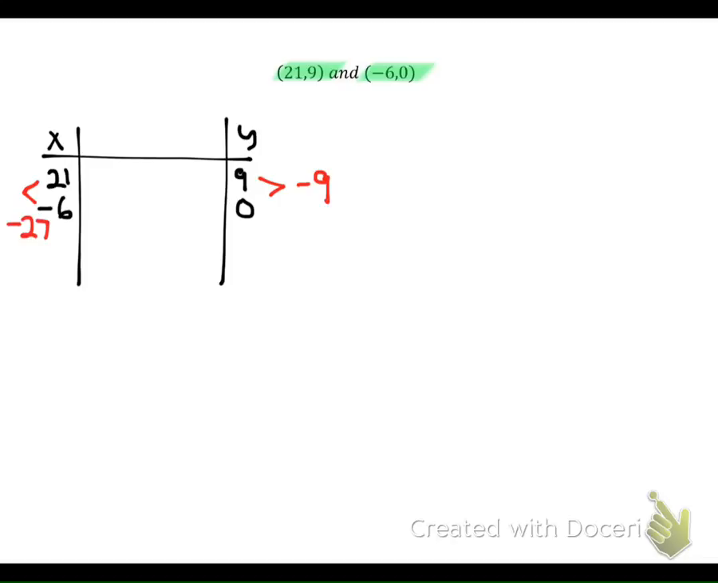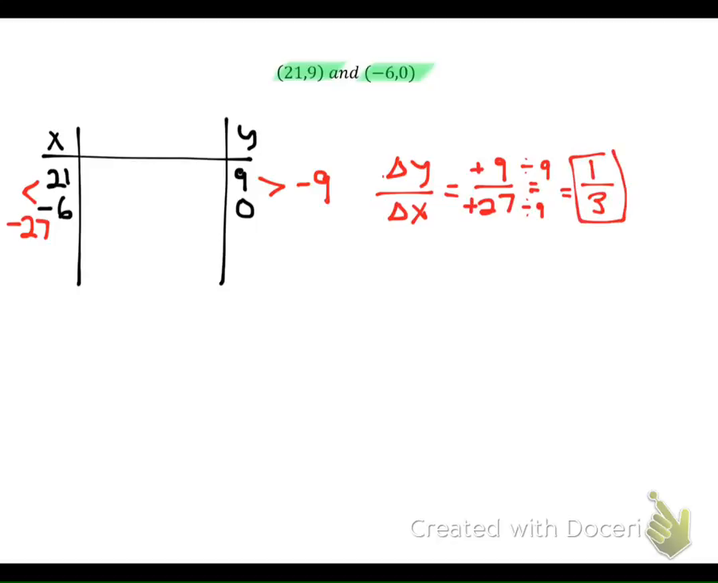Now I'm ready to find my rate of change. Delta y over delta x. I have negative 9 over negative 27. Since these are both negatives, they're going to turn into positives. 2 negatives make a positive. And I can reduce this if I divide both of these by 9. That's going to give me 1/3. And this is now my rate of change, which is actually also the same thing as my m value.